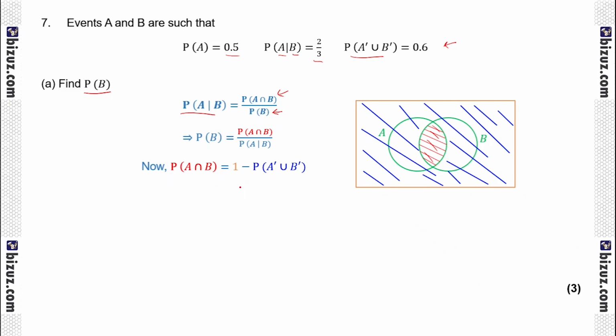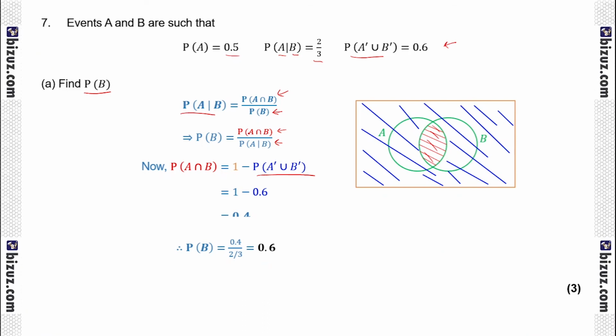So now we can easily find the value of A intersection B because we know this value. This is 0.6 as given, and now the probability of A intersection B is 0.4. So now we can just plug in this value and this value, and we should be able to find the probability of B. Probability of B is 0.4, that's A intersection B, divided by the probability of A given B, that's 2/3. That gives us an answer of 0.6.